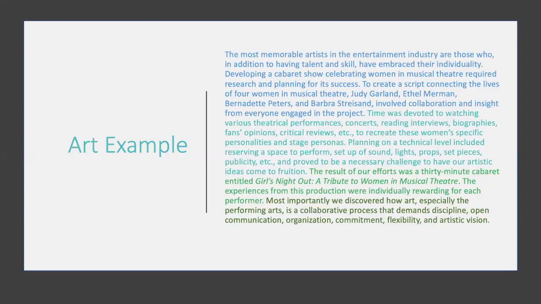In this art example, it again begins with a description of the problem and research statement. Here, what the researcher is doing is creating a script to connect the lives of memorable entertainers. What they did for their research was devote time to watching theatrical performances, concerts, reading interviews, and more. And then they planned for a performance. The result then was a 30-minute cabaret. The impact here was that they discovered how art, especially the performing arts, is a collaborative process that demands discipline, open communication, organization, and much more.